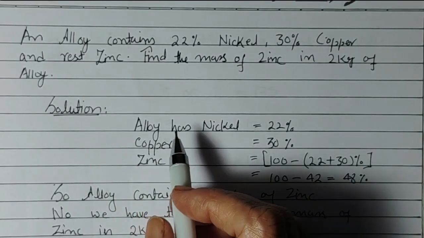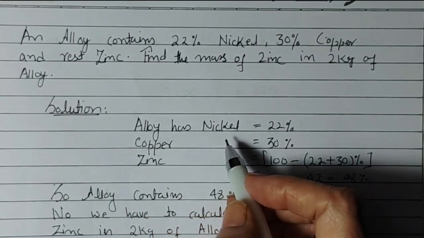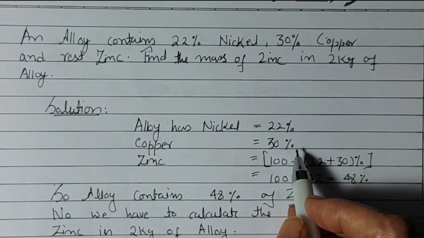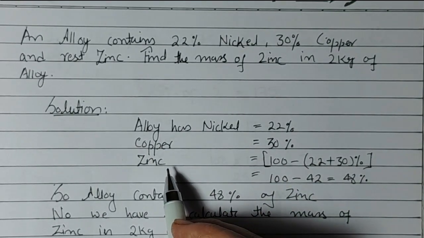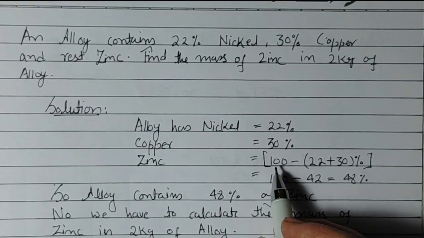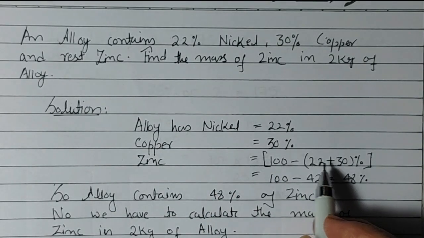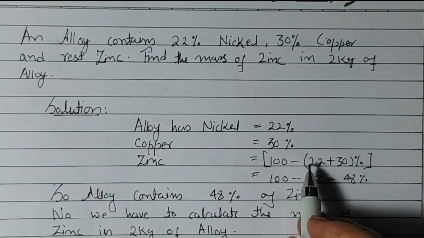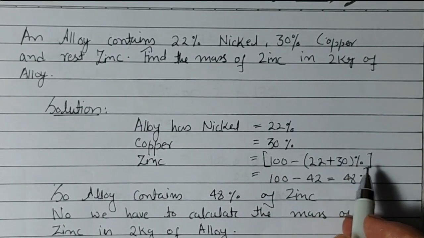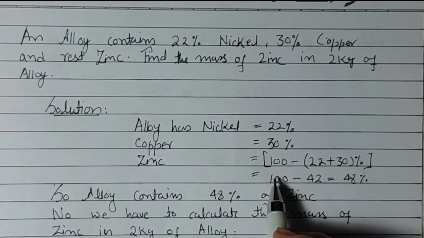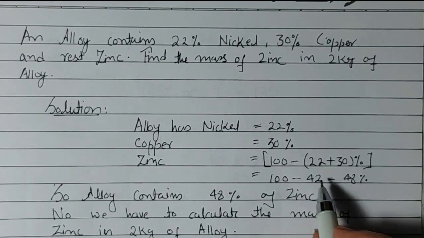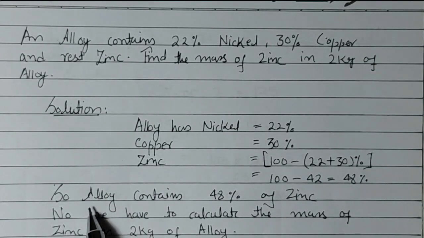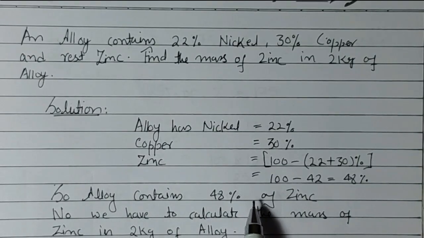Solution: the alloy has nickel 22%, copper 30%, and the rest of the material is zinc, which is 100 minus (22 plus 30)%. So the value of zinc is 100 minus 42, which is equal to 48%. So the alloy contains 48% of zinc.